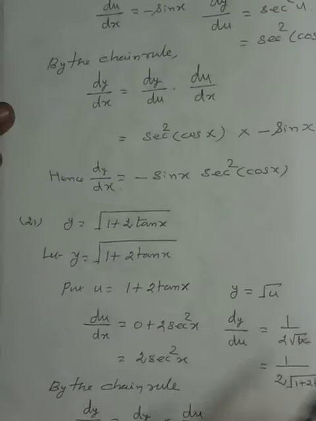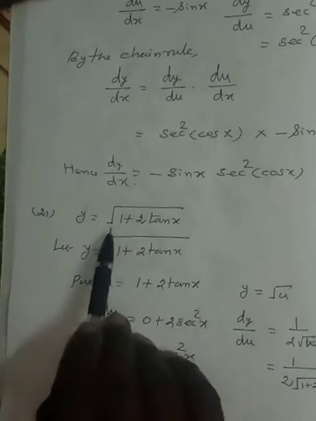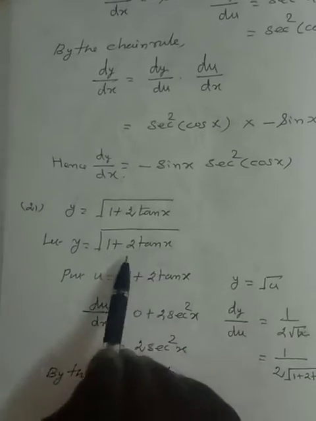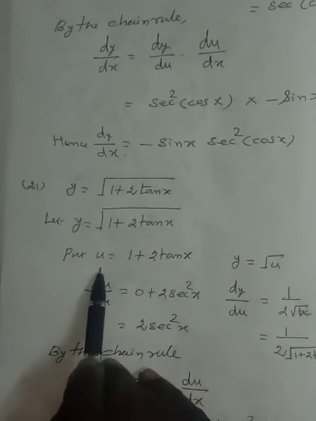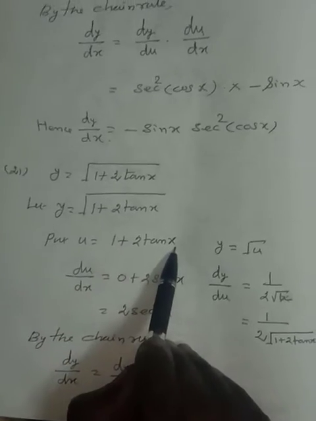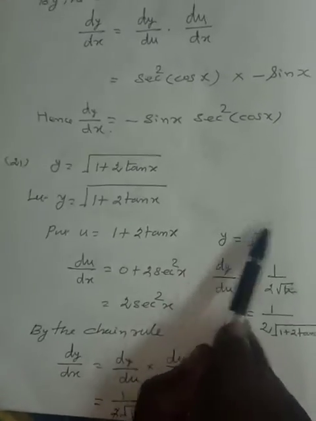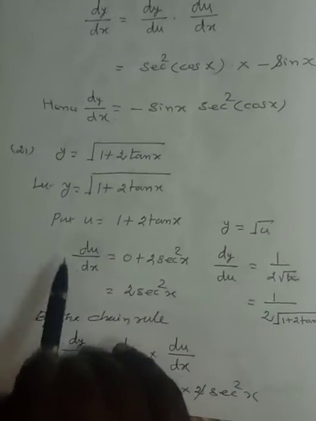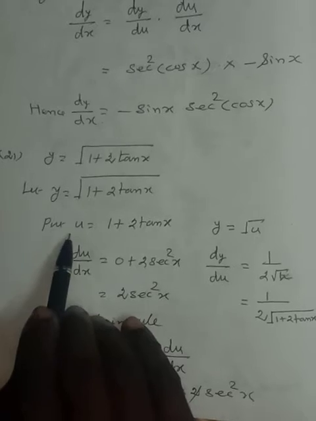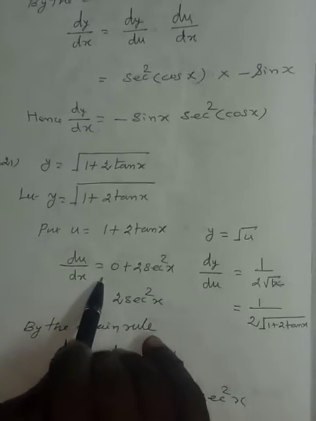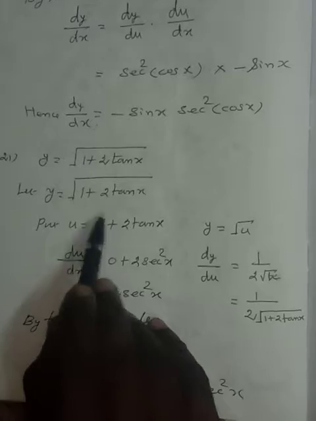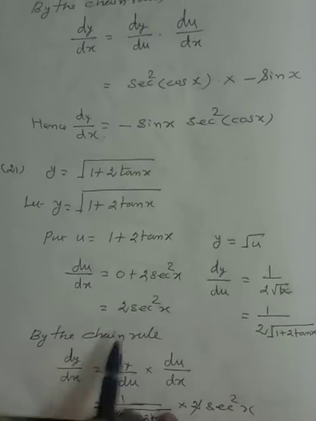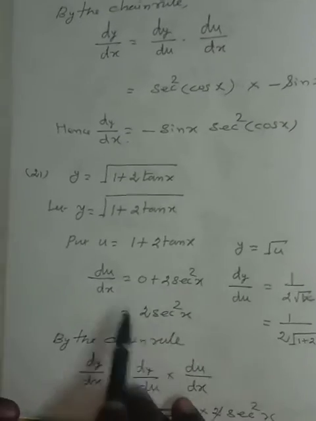Sum number 21. Let y is equal to square root of 1 plus 2 tan x is given. Let y is equal to square root of 1 plus 2 tan x. Put u is equal to 1 plus 2 tan x. Then y is equal to root of u. Now u is equal to 1 plus 2 tan x. Left hand side variable is u, right hand side variable is x. Therefore differentiate u with respect to x: du by dx is equal to constant differentiation is 0, 2 into tan x differentiation is secant square x. So 2 secant square x is du by dx.